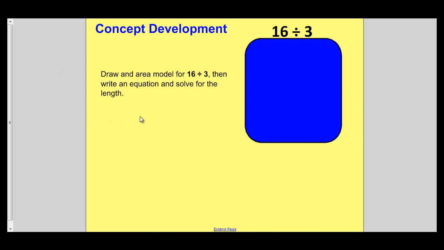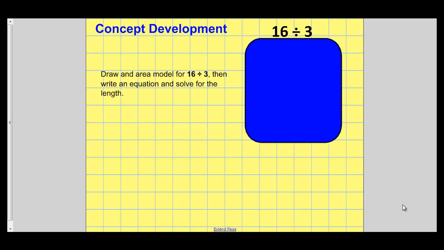This time you're going to use your graph paper, and I can see that it's 16 divided by 3. So when I draw my rectangle, I have to have a width of 3. So when I go like this, 3 has an area of 3, an area of 6, an area of 9, an area of 12, an area of 15. But if I go one more, it'll be 18. So I'm going to have to stop right here at 15, and then I'm going to have to put the leftover right here. So now we can label this.